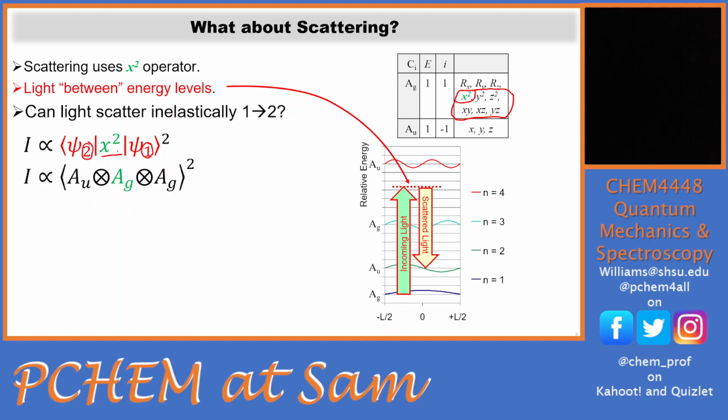So we go and find all of our symmetries from the character table, and this would be the symmetry setup for this particular scattering problem. So we have AG, AG, and AU. Okay, it looks bad because I've got one AU. So already I'm thinking this is probably not going to turn out right.